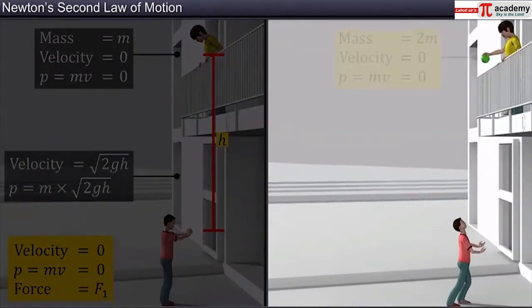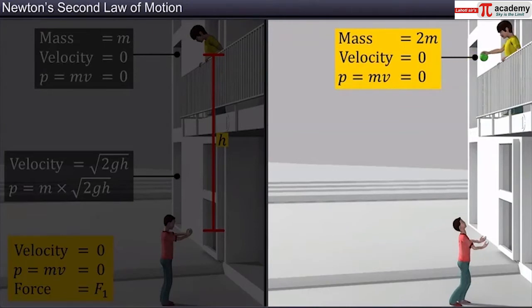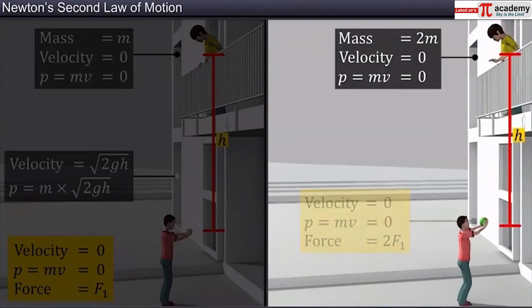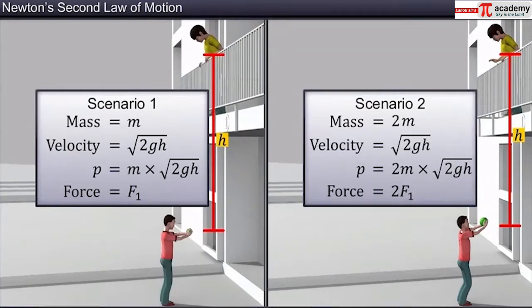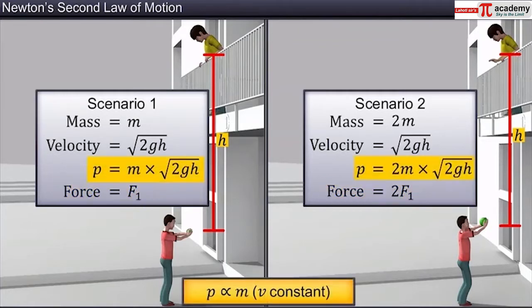Another ball of mass 2m is dropped from the same height. This time, the force required to catch the ball is 2F1. Between these two scenarios, the mass of the ball doubles, but the final velocity remains the same. Therefore, the momentum of the ball also doubles. Consequently, the force applied to catch the ball also doubles. Here, the momentum of the ball increases due to an increase in its mass.